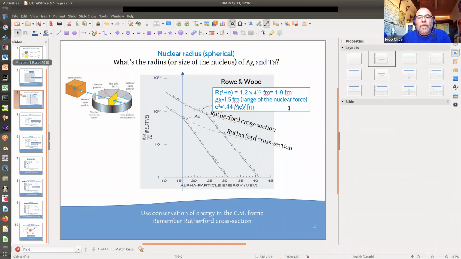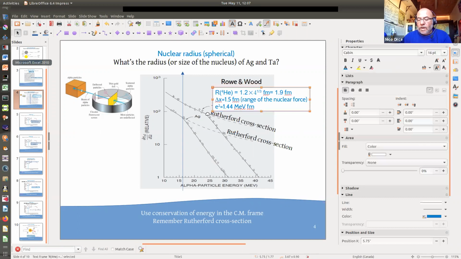All right. So these are the things that we need to solve this problem. The range of the nuclear force, this constant is also very important. And a given is the radius of the alpha particle.